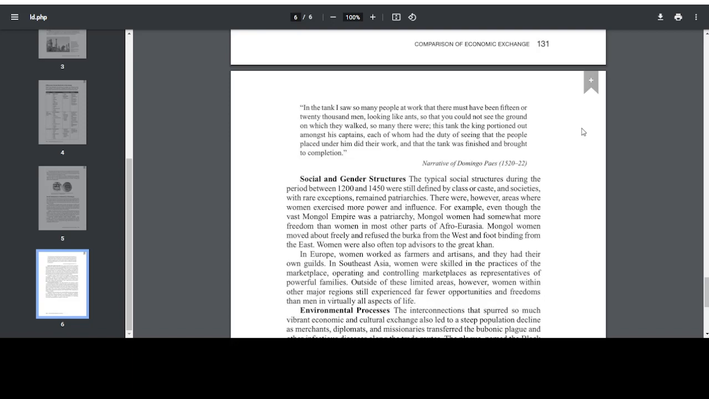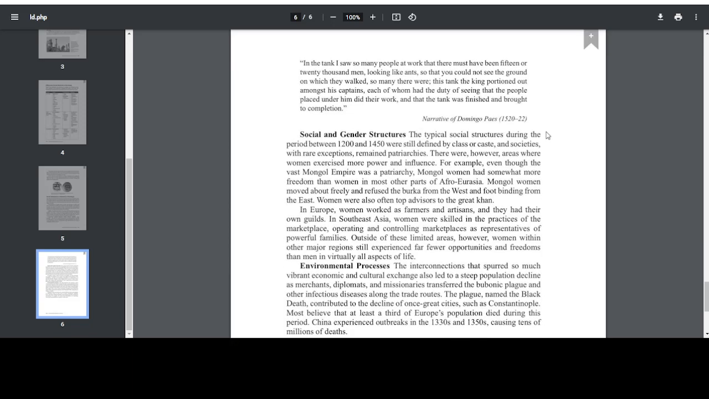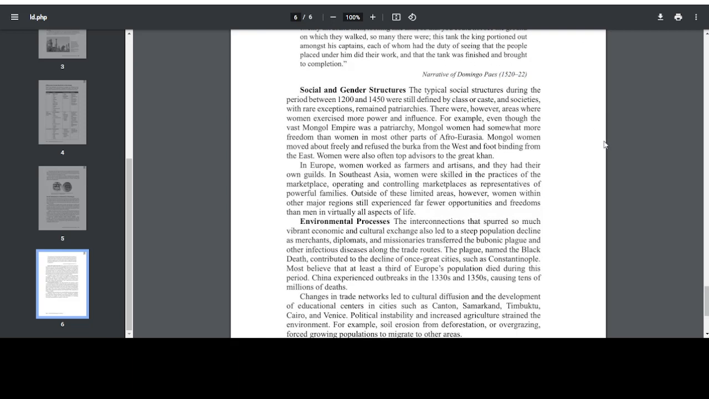So many there were. This tank the king portioned out amongst his captains, each of whom had the duty of seeing that the people placed under him did their work, and that the tank was finished and brought to completion." End quote. Narrative of Domingo Paes, 1520 to 1522.